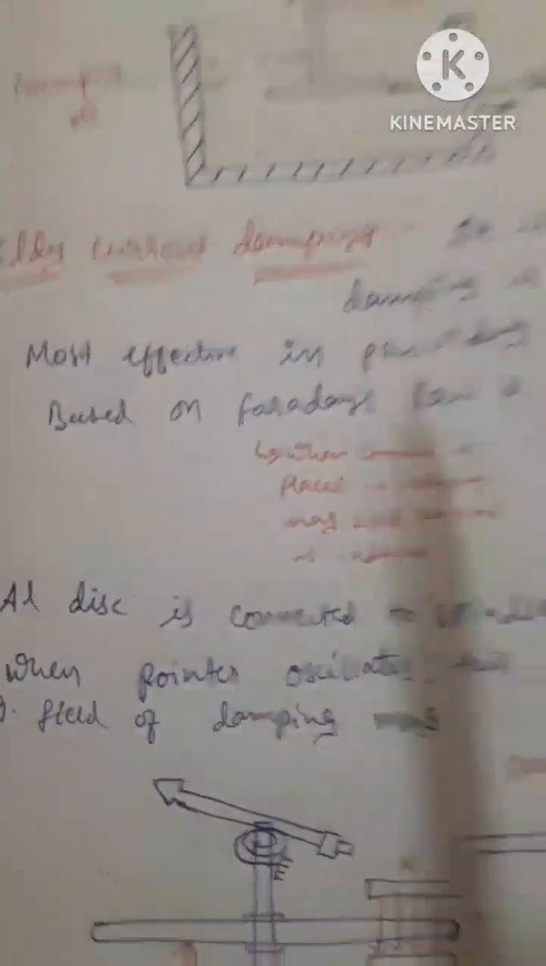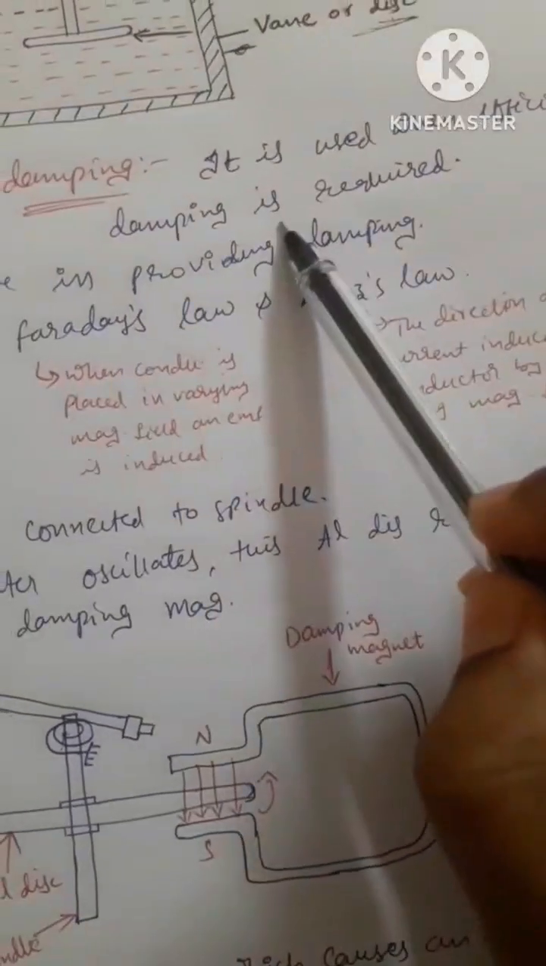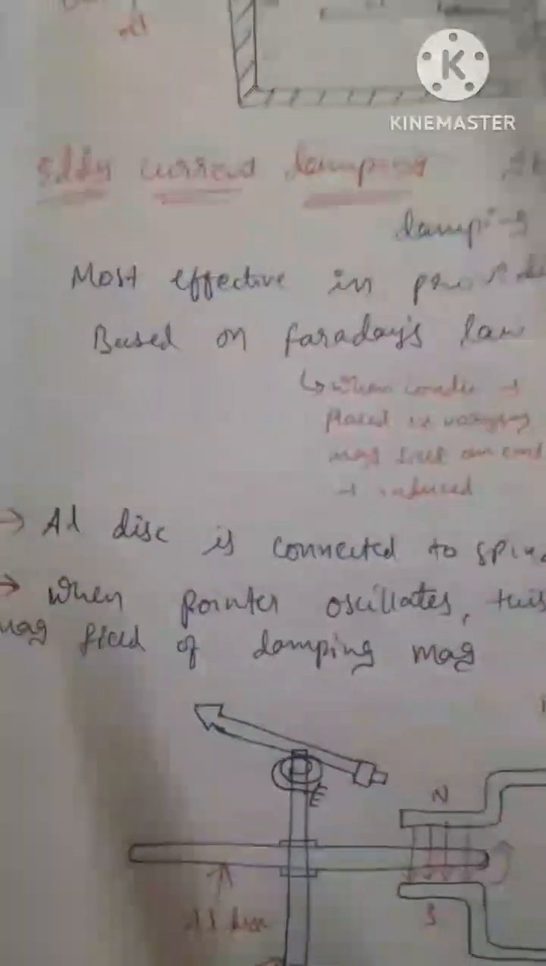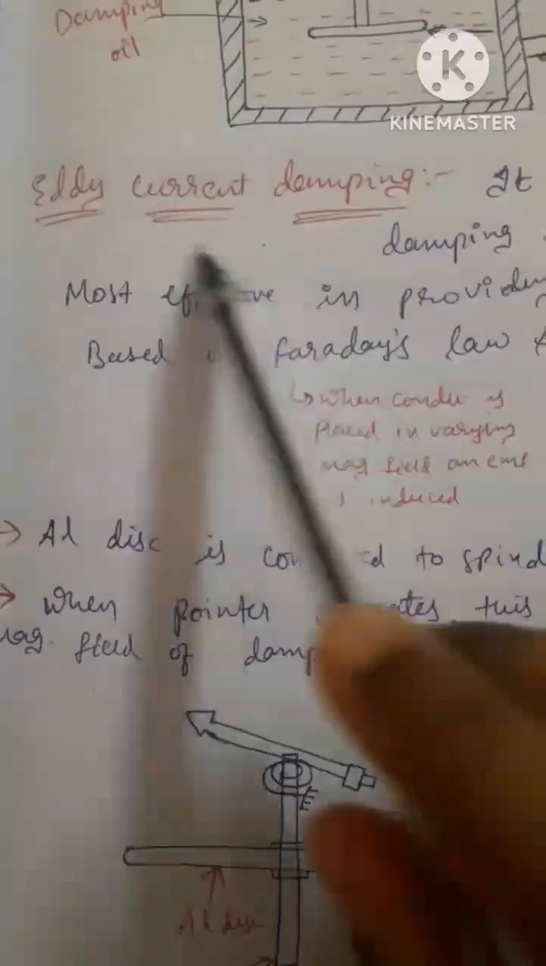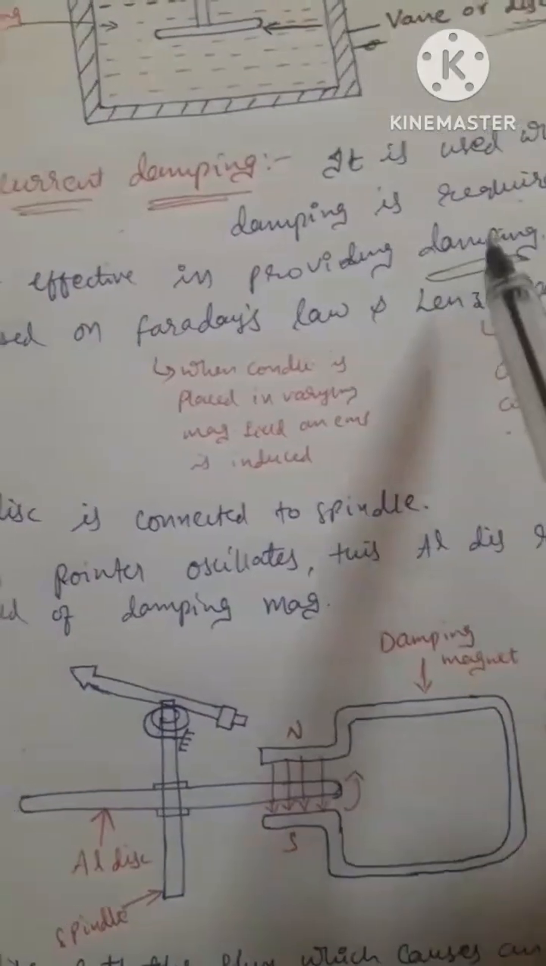Next, the last damping is eddy current damping. It is used when efficient damping is required. Mostly in almost all instruments we use this eddy current damping, as it is most effective in providing damping.